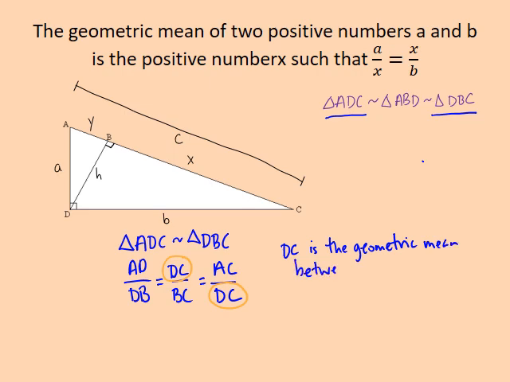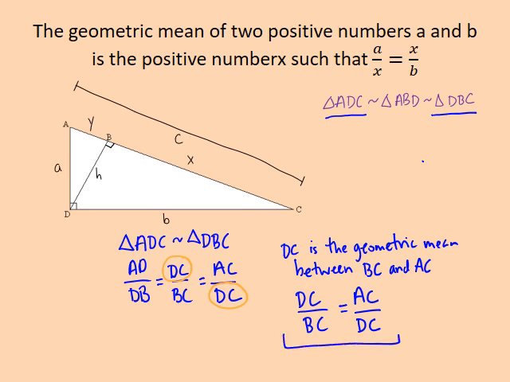between BC and AC. Because if you look at the proportion, DC divided by BC equals AC divided by DC. DC occurs twice in the numerator and the denominator when you look at this part of the similarity statement.